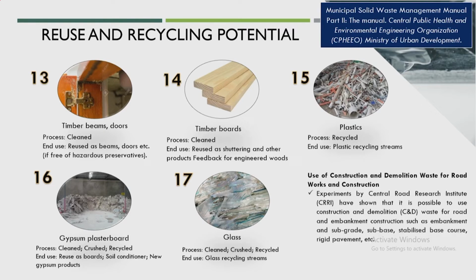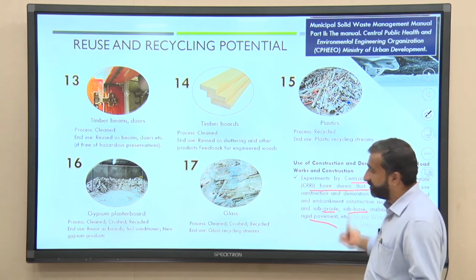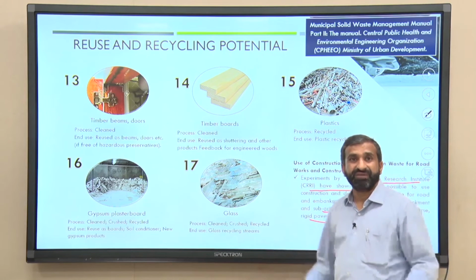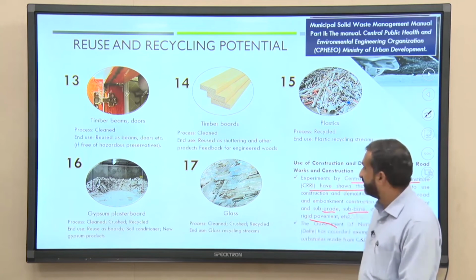There is one report submitted by the Central Road Research Institute, CRRI, in Delhi. It is possible to use construction and demolition waste for road and embankment construction, like for subgrade construction, subbase construction, and even rigid pavement. So, I think I have come up with 17 different waste materials that can be easily recycled and also utilized for other purposes.